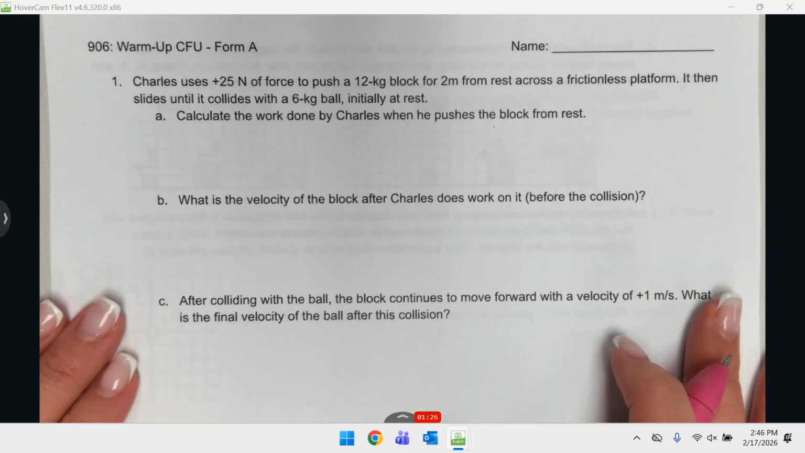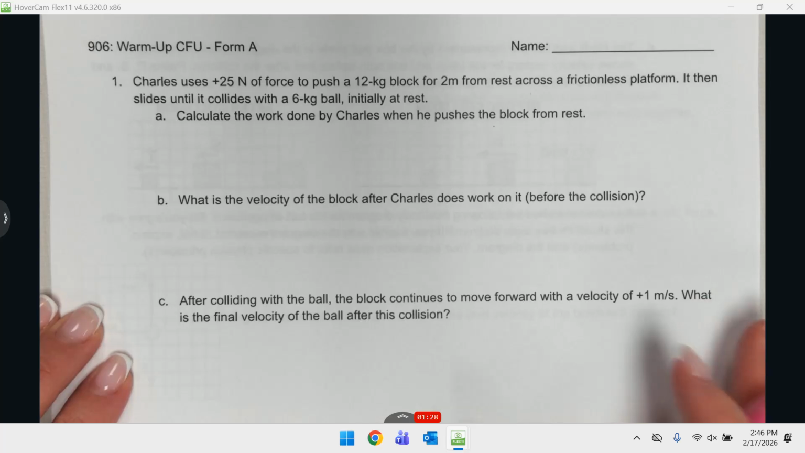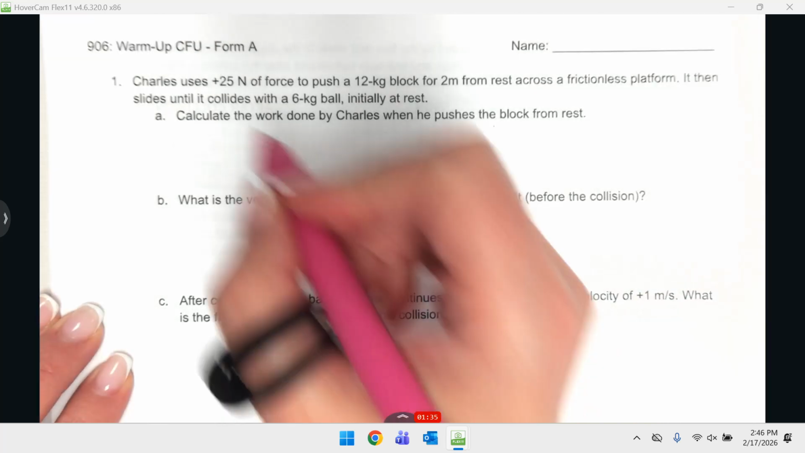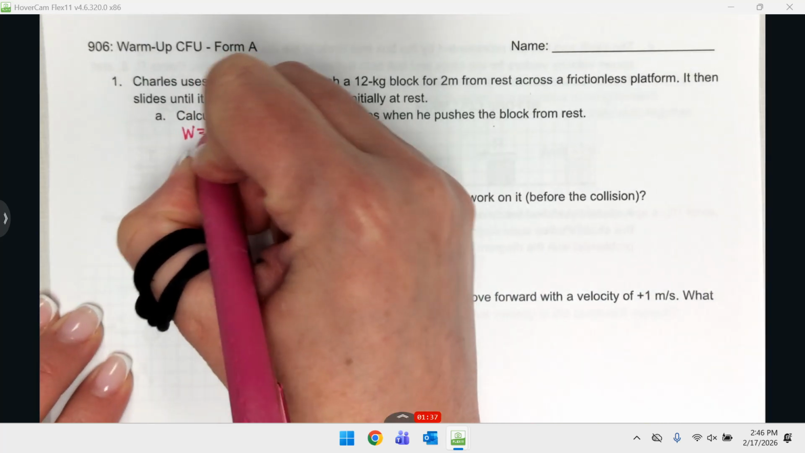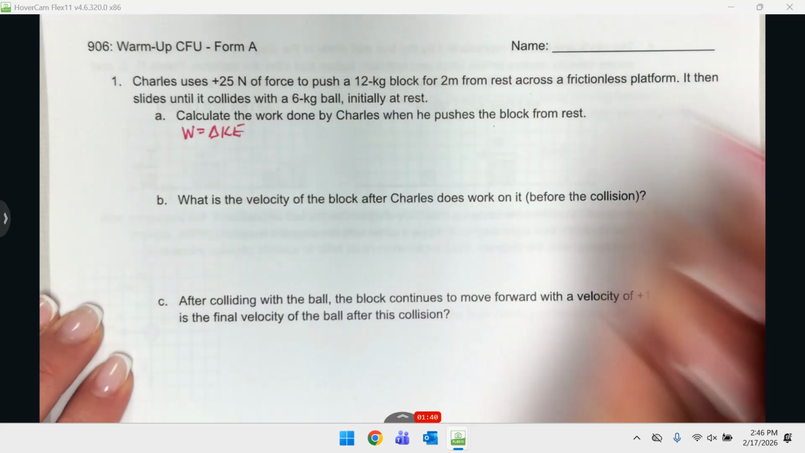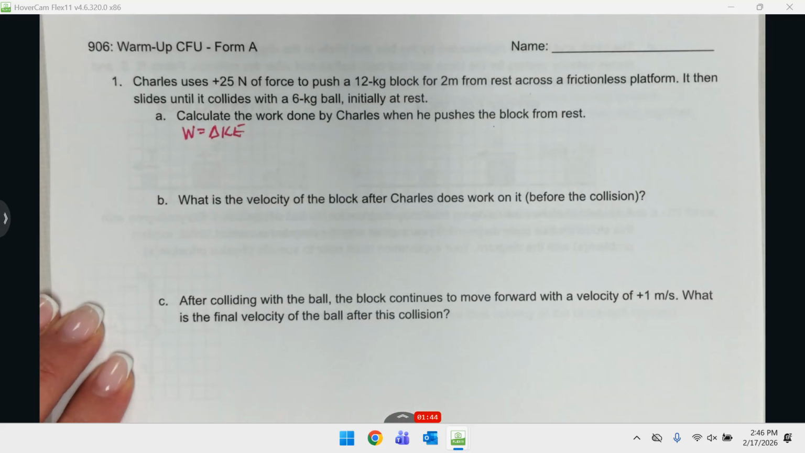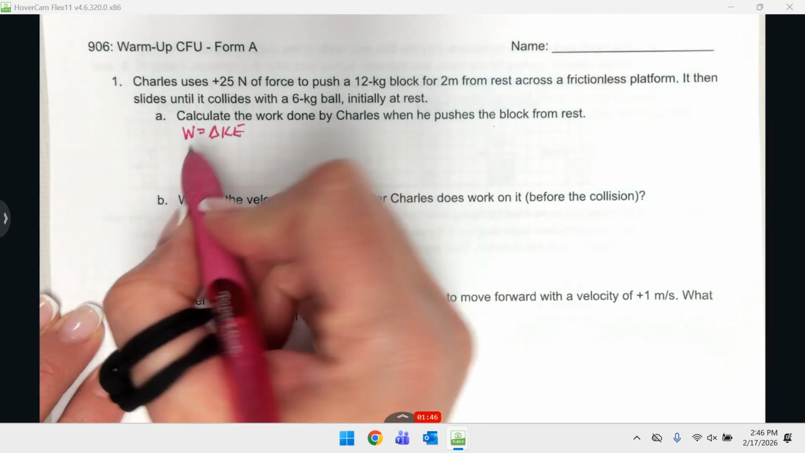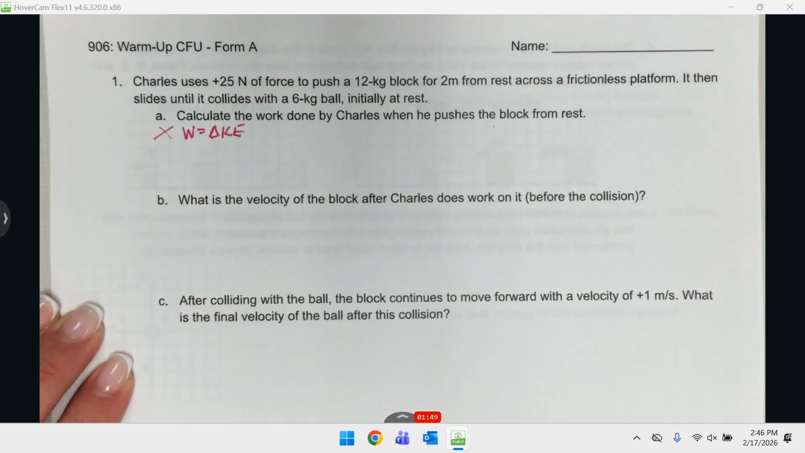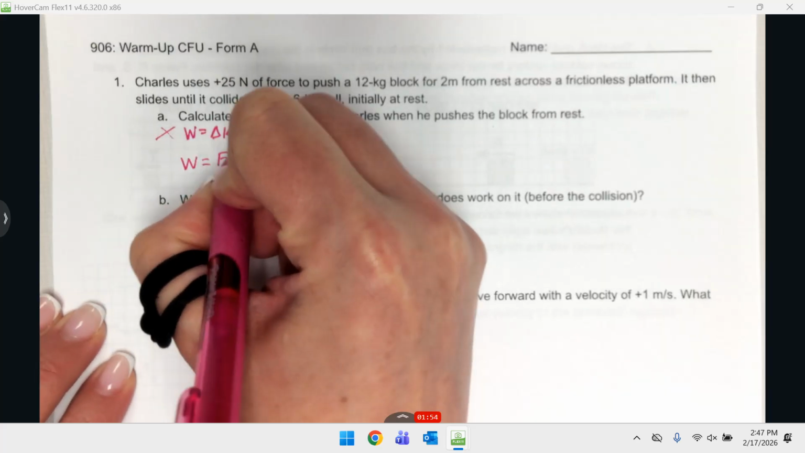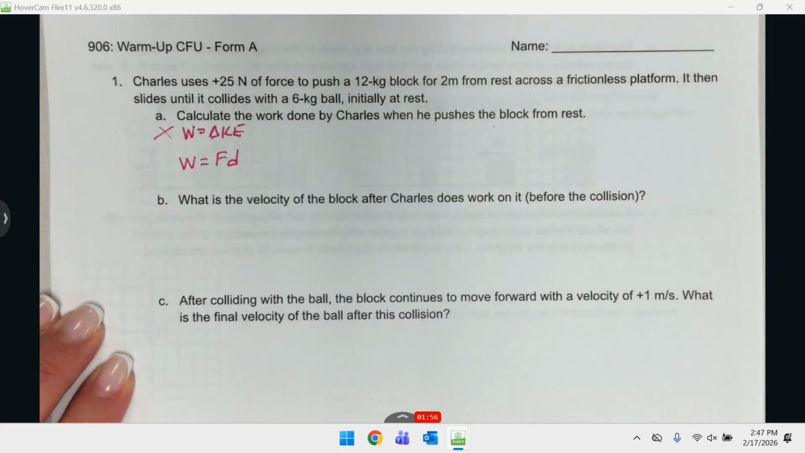If you want to calculate work, you can do so in one of two ways, depending on what information you have. You can solve for work by looking at the change in kinetic energy. If you happen to have that information, you could take a look at what the change in energy is of the block. However, I don't know how fast it's moving after he pushes it, so I am not able to use that particular method. The other way we can solve for work is simply using the work equation: force times displacement, and I do have both pieces of information to do that.